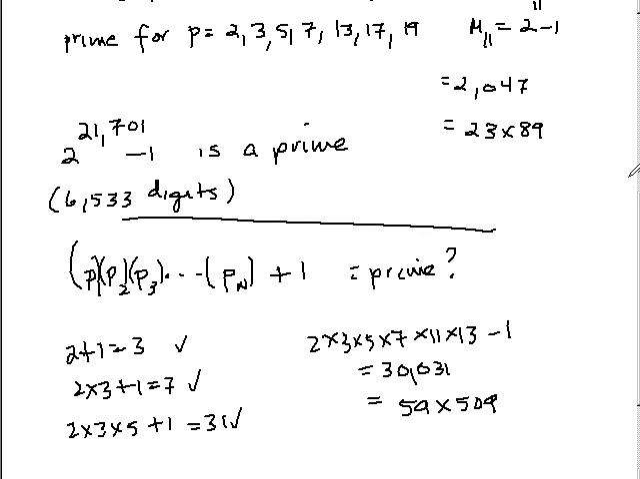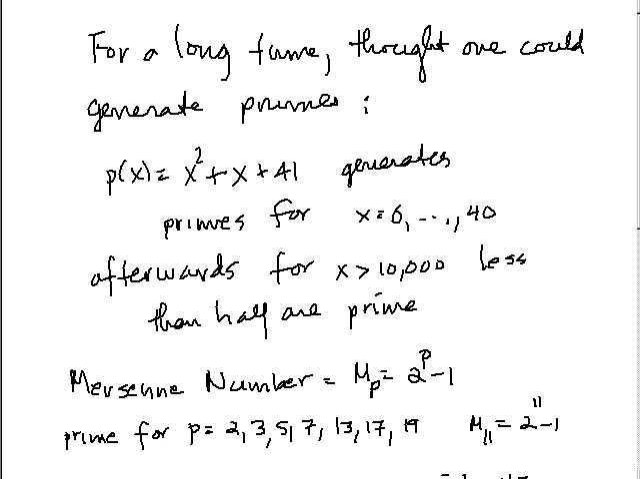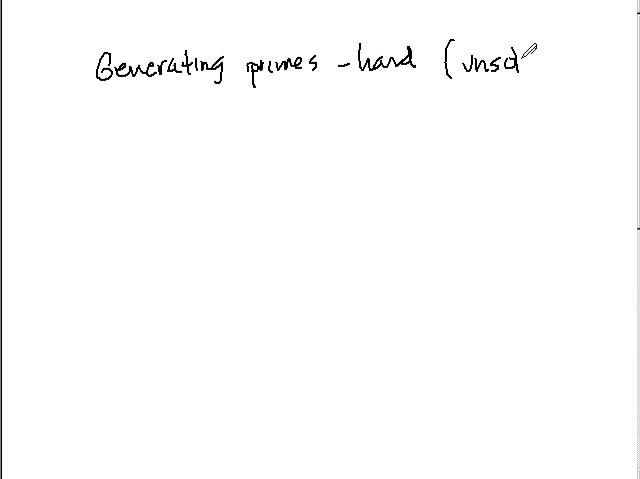So the point is, no matter how promising the sequence of primes, it's very difficult to generate a sequence of only primes. So generating primes is tough. Generating primes is hard. It's an unsolved problem. We don't know if it's unsolvable, but it's unsolved. How do you generate primes?